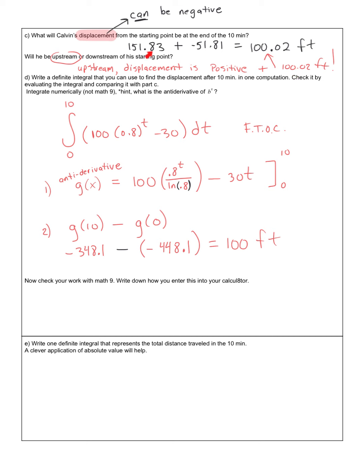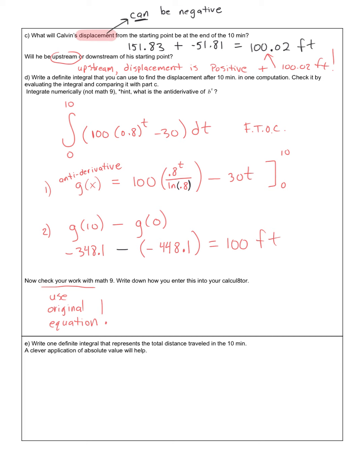Remember, this was my 0 to 5.4, and this was my 5.4 to 10. When I did 2 separate intervals and added them together, I got 100.02. When I did 1 single integral, I got the same answer. Now check your work with Math 9. To check with Math 9, remember, to check your work, you use the original equation. So you go ahead and do that.